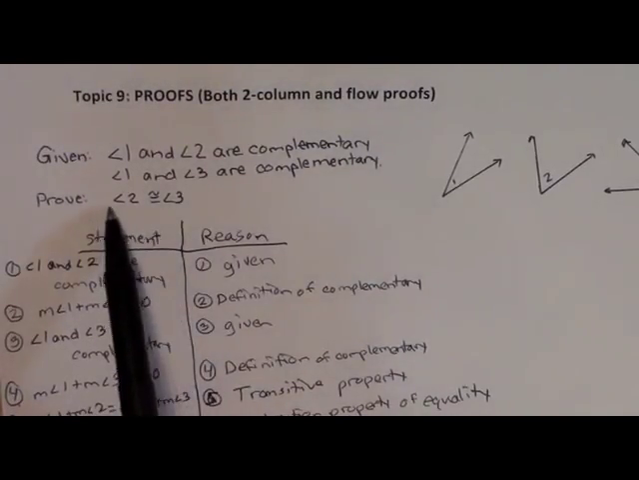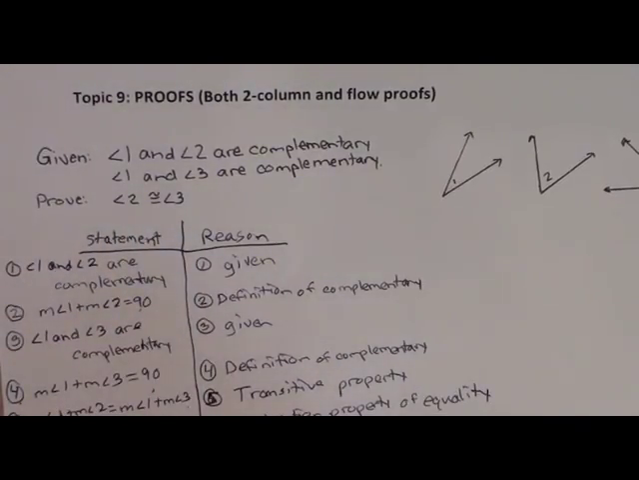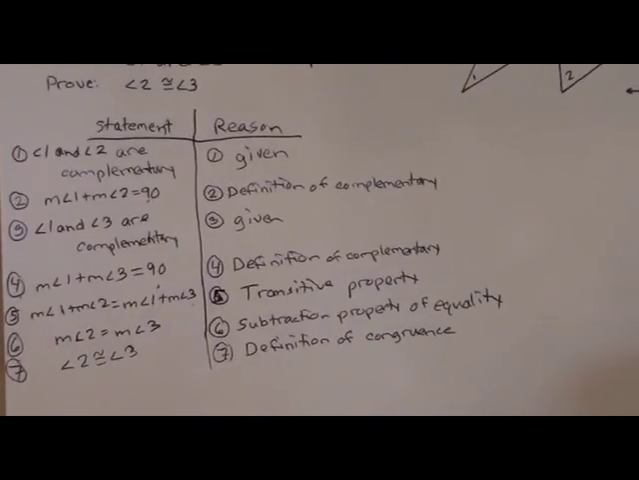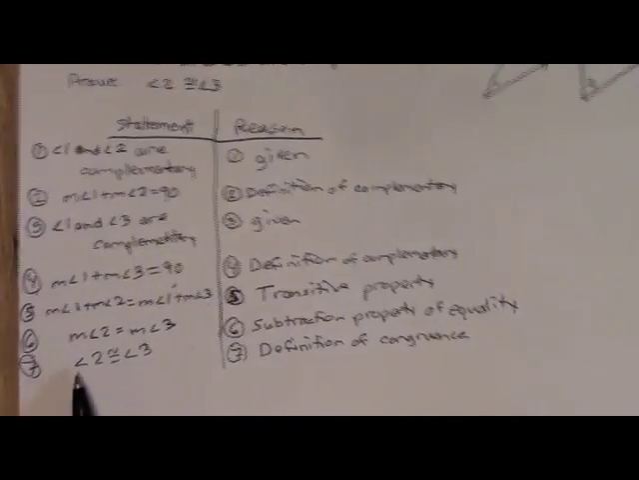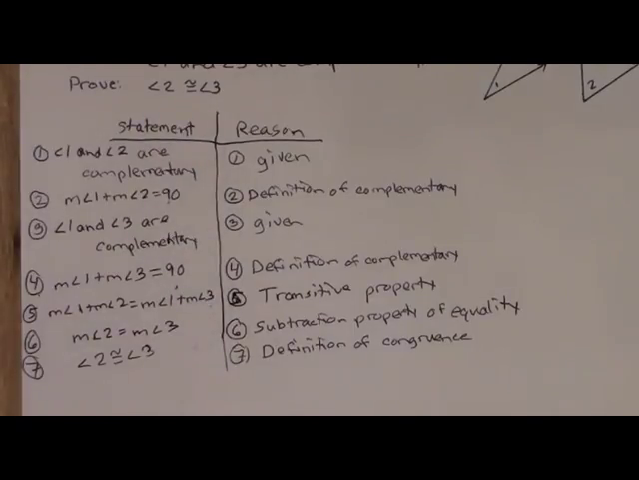Now, once you have made it to the prove statement on line 7, you're done. Don't continue. Stop. Sorry about that. Here we go. Stop. Don't do any more. The very last line is always what you're trying to prove. Always. Guaranteed.